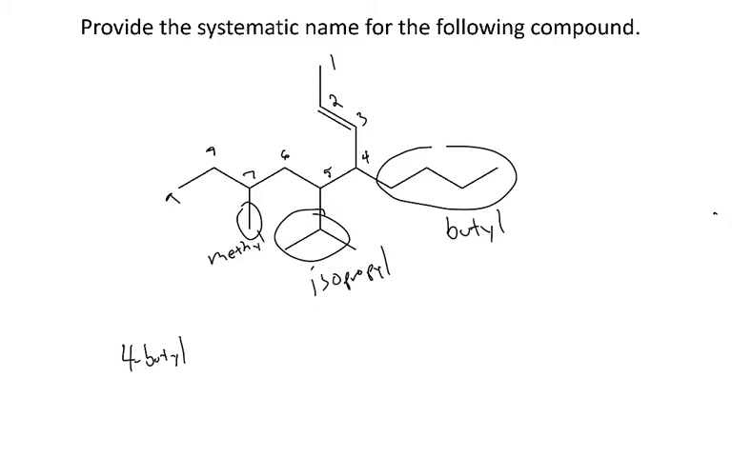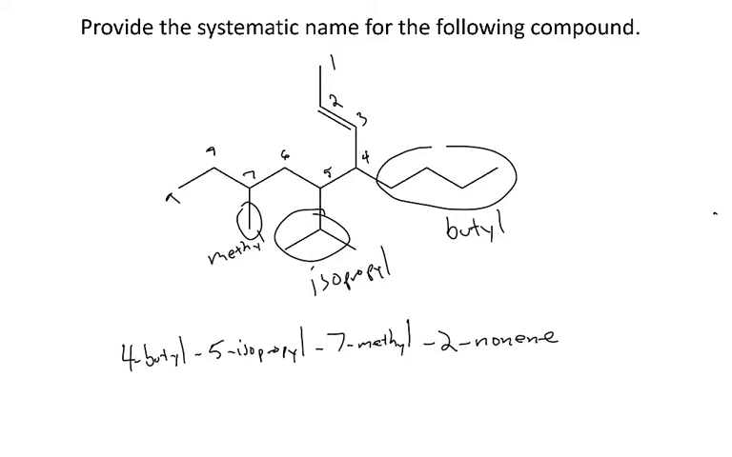Then the isopropyl would be next. So I have 5-isopropyl. I have 7-methyl. And then when I give the number for the carbon-carbon double bond, I usually like to put it in front of the parent chain. And so I would call this 2-nonene.